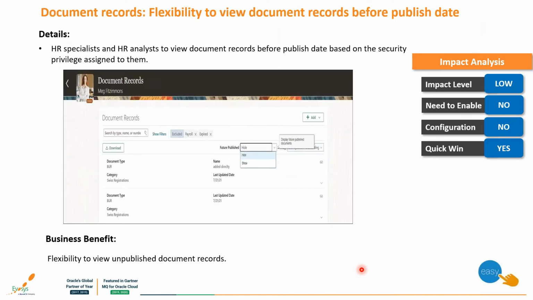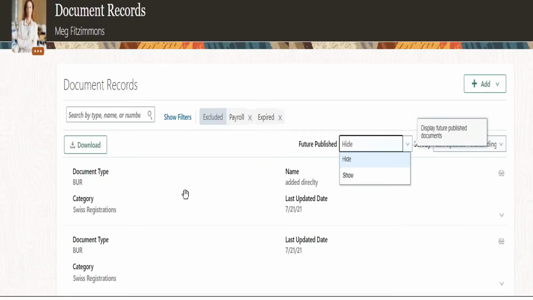Next is document of records. Flexibility to view document of records before publish date. Initially, say for example, some document of records has been created, but they are not applicable now. They are for future dates. But there was no functionality to see which ones are currently active or which ones will be active in the near future.